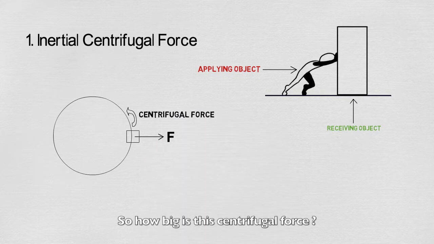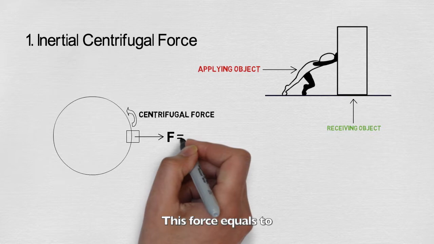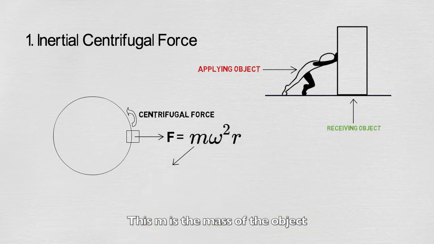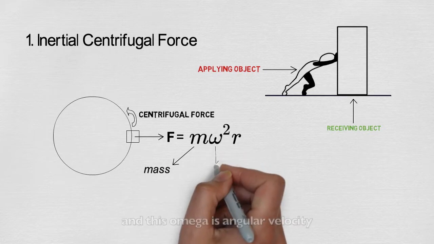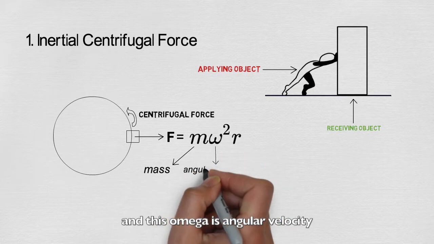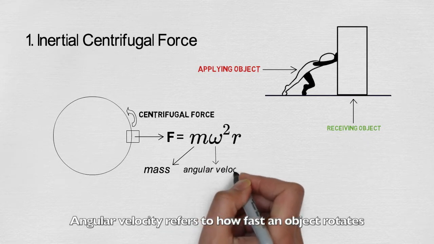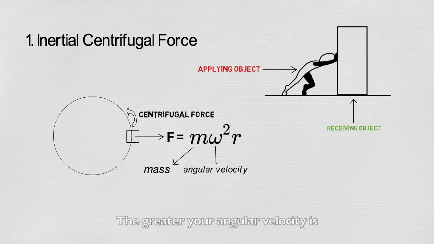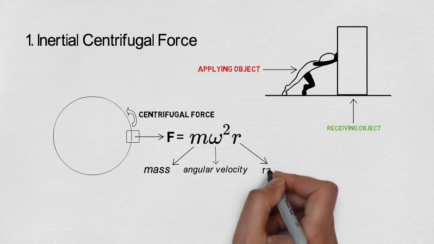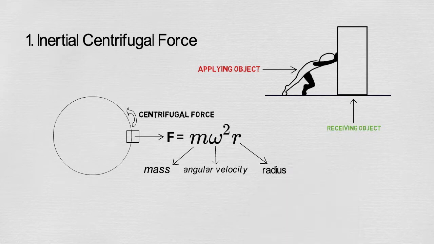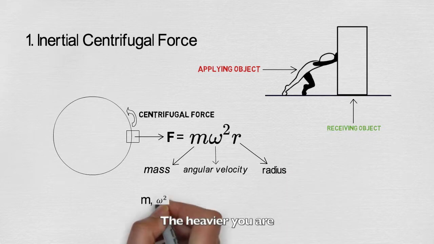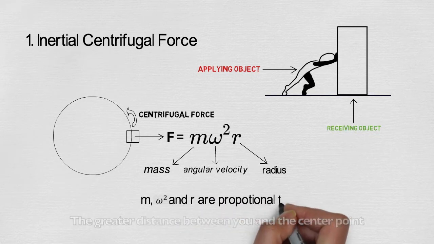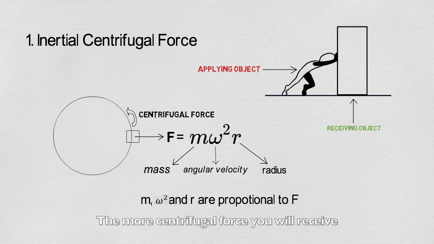So how big is centrifugal force? This force equals m times omega squared times r. This m is the mass of the object, and this omega is angular velocity. Angular velocity refers to how fast an object rotates. The faster you turn, the greater your angular velocity is. And this r is the radius. We can see from this expression, the heavier you are, the faster you turn, the greater distance between you and the center point, the more centrifugal force you will receive.